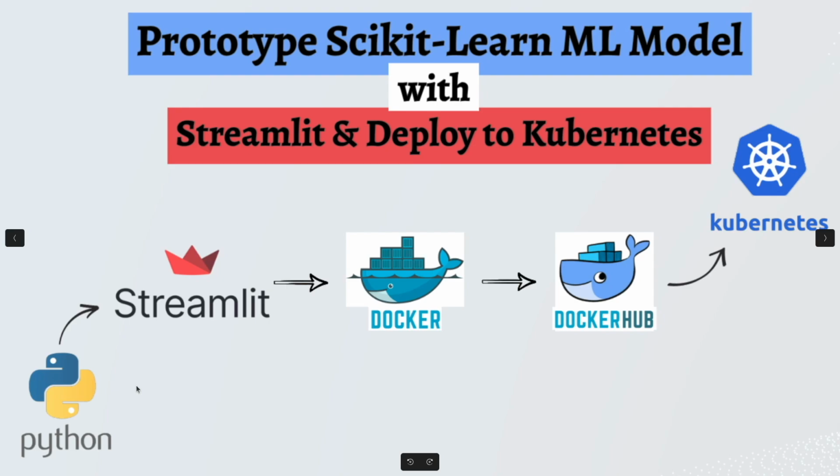Now in today's video, we are going to look at how to prototype a Scikit-learn machine learning model with Streamlit and how to deploy it to a Kubernetes cluster. So first, you have a machine learning model in Python, and then I'll package it with Streamlit to see how it actually looks with the UI.